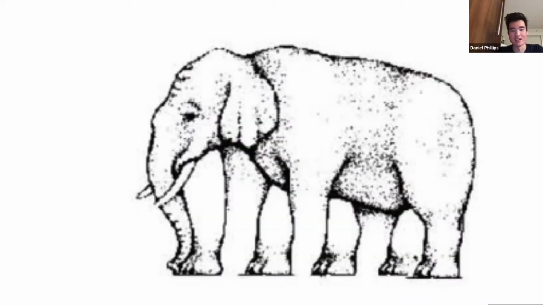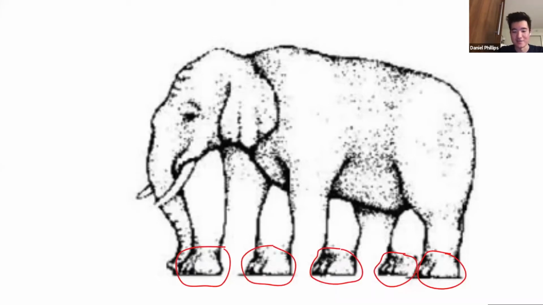For our next illusion, you guys should take a look at the image of the elephant on the screen and try to count the number of legs that you see. Depending on how you were counting the legs, there are a few different ways you can look at this. Okay, so first of all, if you look at the ground, you'll notice that the elephant has 5 feet, which are circled on the screen right now. And obviously that's not true in real life, since elephants only have 4 feet.